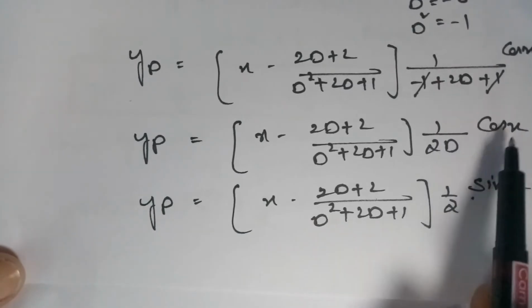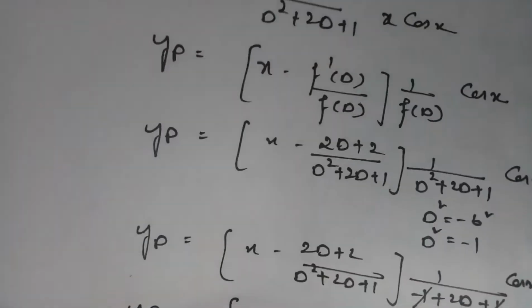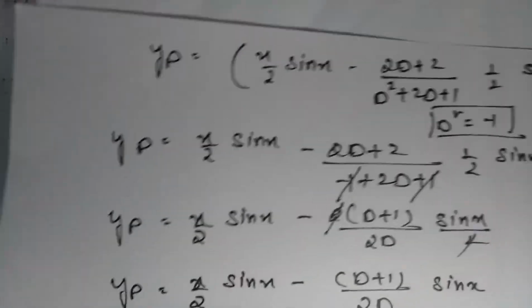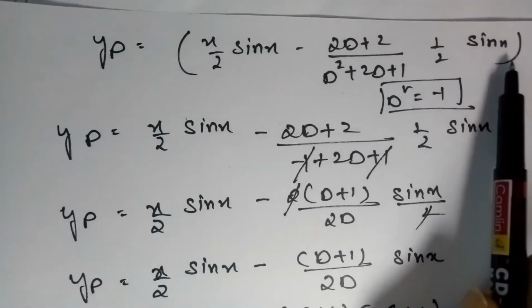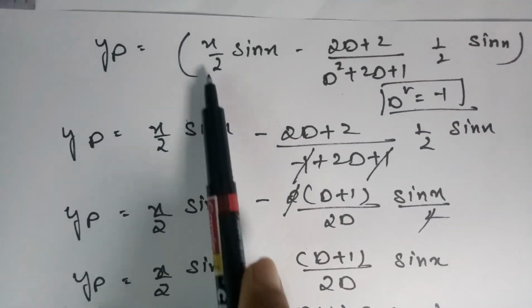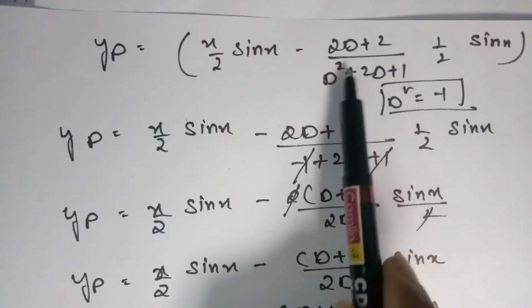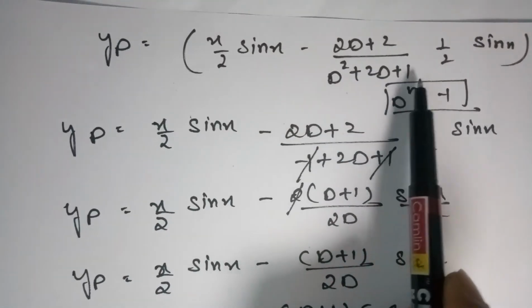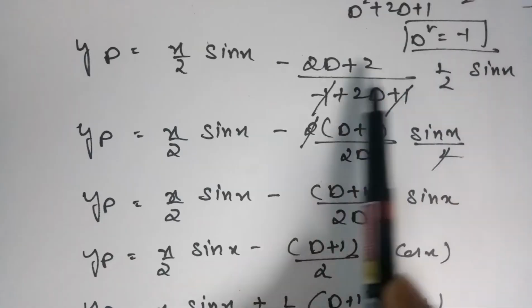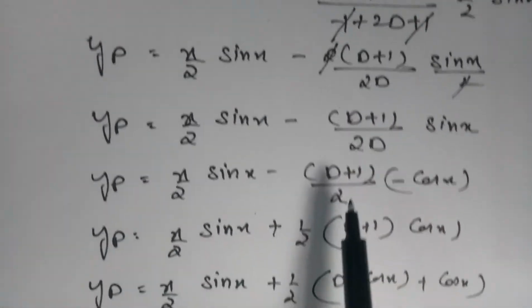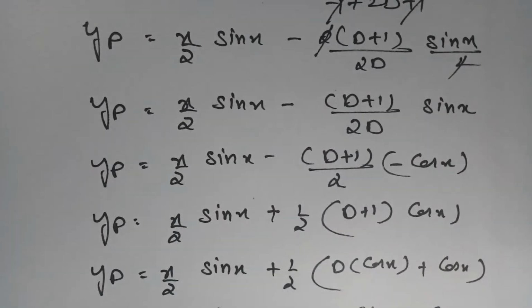So 1 by d is integration. The integration of cos x is sin x. So I got the value here like this, half times of sin x. I'll multiply. After multiplying, that is x by 2 sin x plus 2d plus 2 into d square plus 2d plus 1 into half sin x. After substituting d square is equal to minus 1. So these are all the things which are very easy.